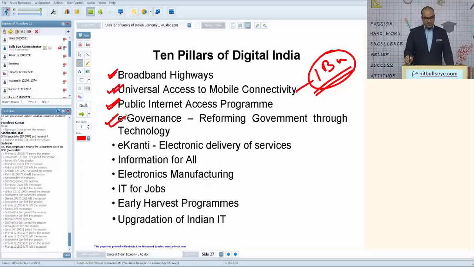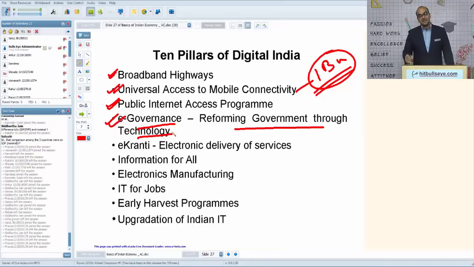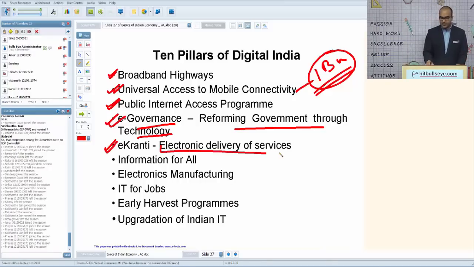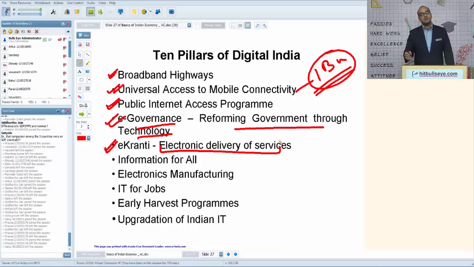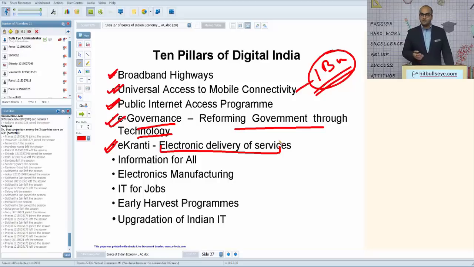Then e-governance, that is reforming government through technology. So we want to get over the red tapeism, the bureaucracy of the government moving hard copied files, and let the government function on digital platforms. E-Kranti is related to electronic delivery of services. So for example, the exams that you take, for example the CAT, you filled up the form online and the exam is conducted online. So these are some examples of electronic delivery of services. Also, if you want to apply for a passport, for example in Chandigarh, it is very easy now because everything is online.